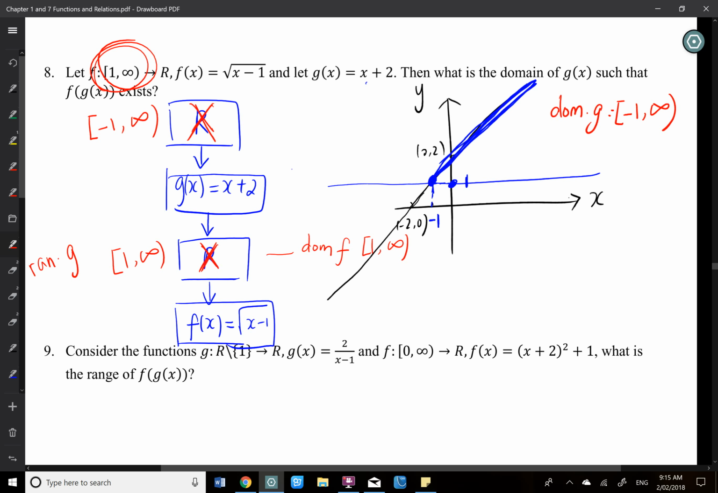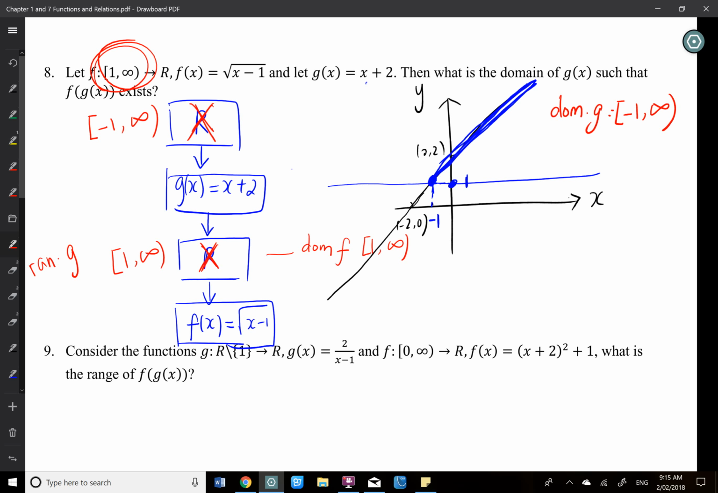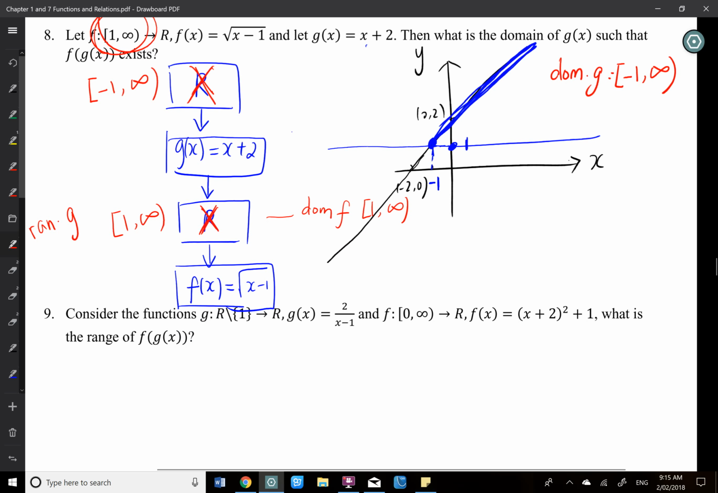What's the range of the composite? The domain of g is also the domain of the composite. The first box is the composite function's domain. What is the range for this composite? Think about that. There will be other questions asking you the range of the composite. So the range of the composite will be the last box here.